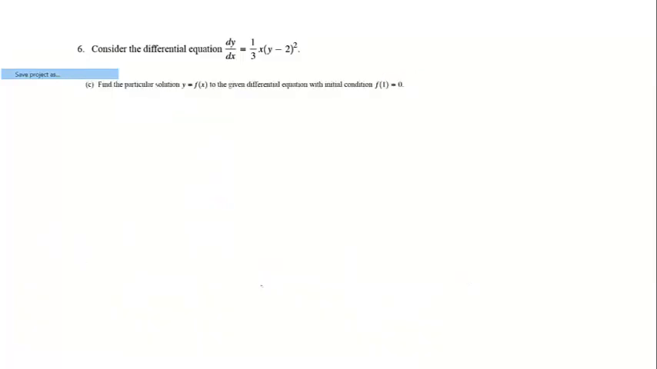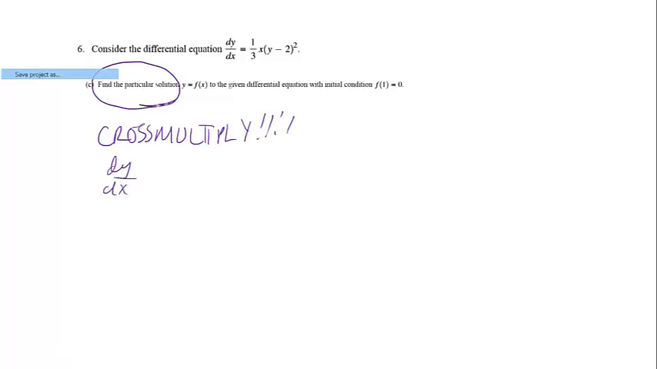Part C says to find the particular solution to the given differential equation with initial condition f of 1 equals 0. This time it actually does say to find that solution, so we should be blaring in our head right now that we're going to be cross multiplying. So I'm just going to rewrite the equation. dy/dx equals, I'm going to write this more as a fraction so I can cross multiply. So 1/3, the 3 is on the bottom. I'm ready to cross multiply.